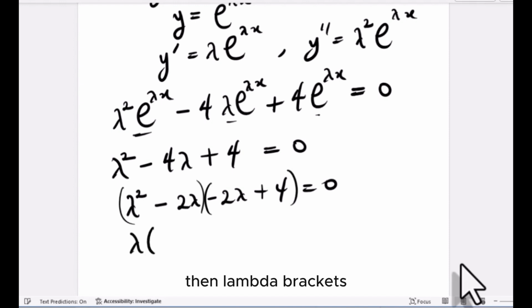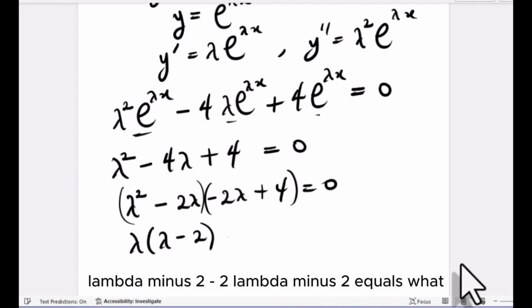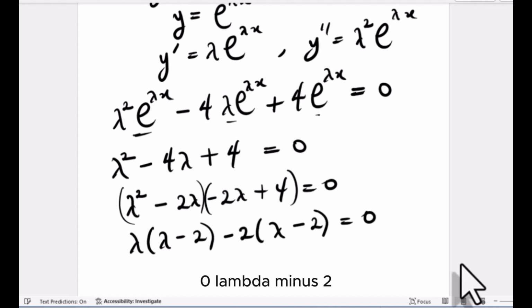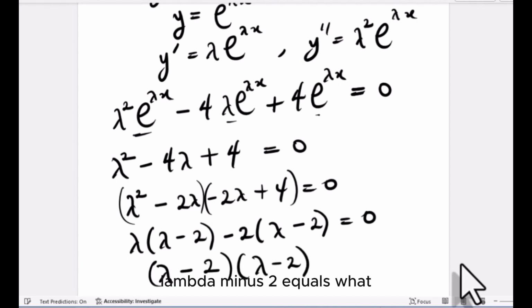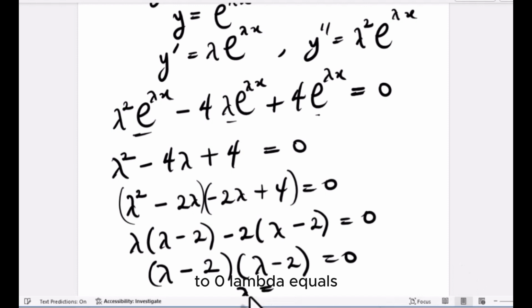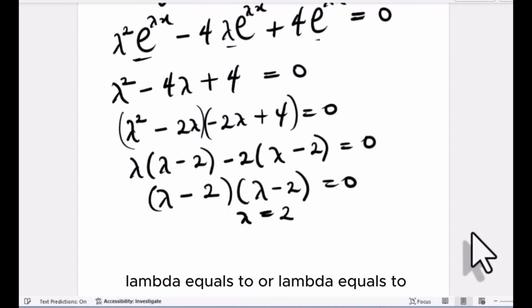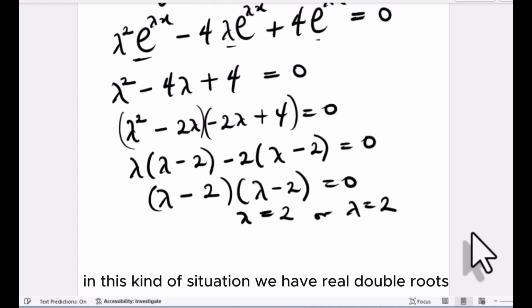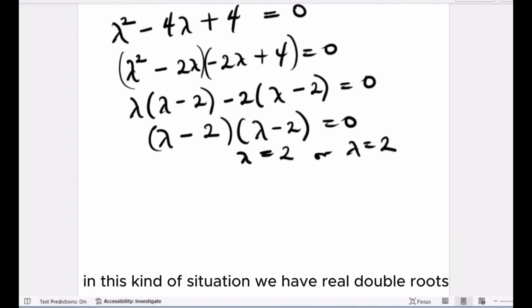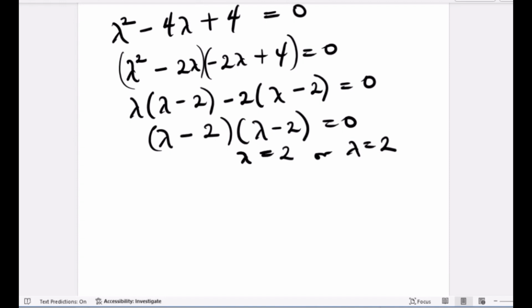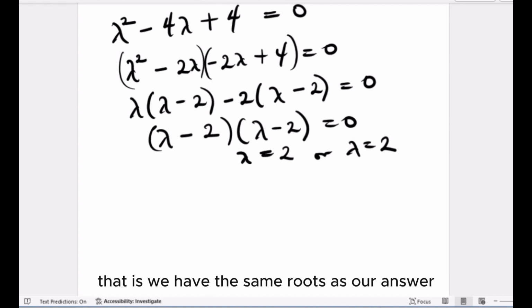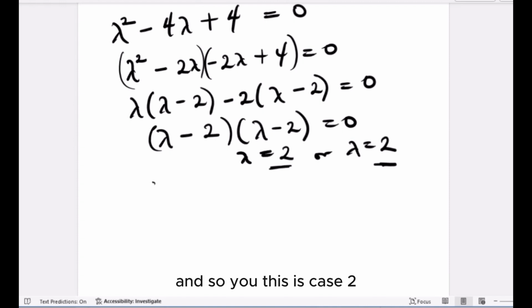Then lambda, in brackets lambda minus 2, minus 2, lambda minus 2 equals 0. So lambda minus 2, lambda minus 2 equals 0. Lambda equals 2 or lambda equals 2. In this kind of situation, we have real double roots. That is, we have the same root as our answer. And so this is case 2.